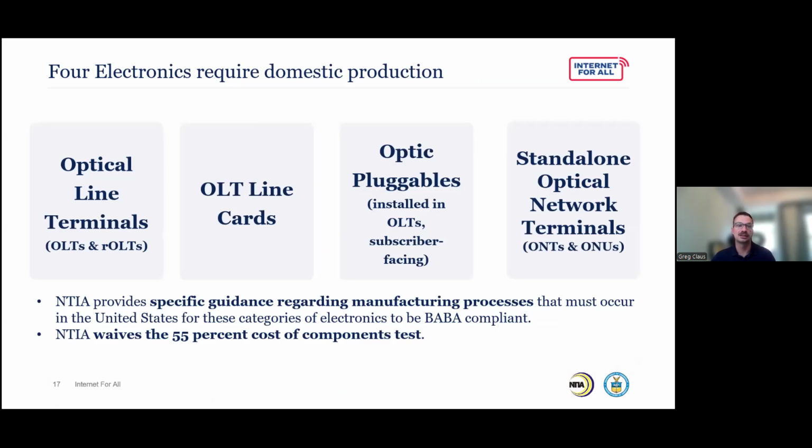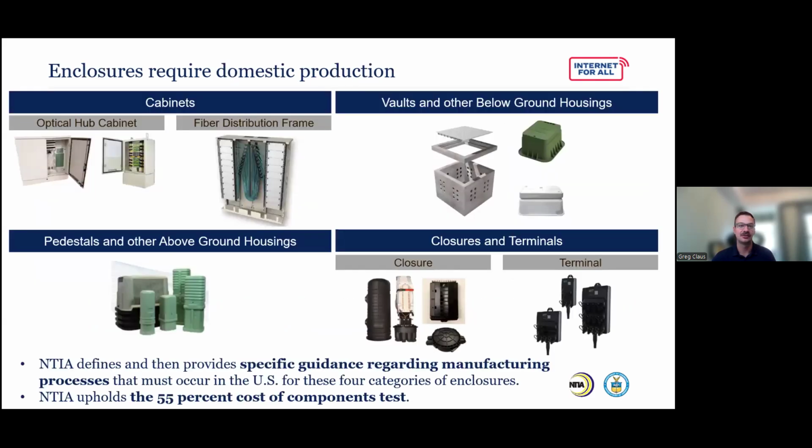For electronics, we'll also require domestic production. This is optical line terminals, OLT line cards, optic pluggables, and standalone optical network terminals. NTIA provides specific guidance regarding manufacturing processes that must occur in the U.S. for these categories of electronics to be BABA compliant. And NTIA does waive the 55% cost of components test. This is really in the weeds now, but I'll explain it a little bit when we get to the next couple slides.